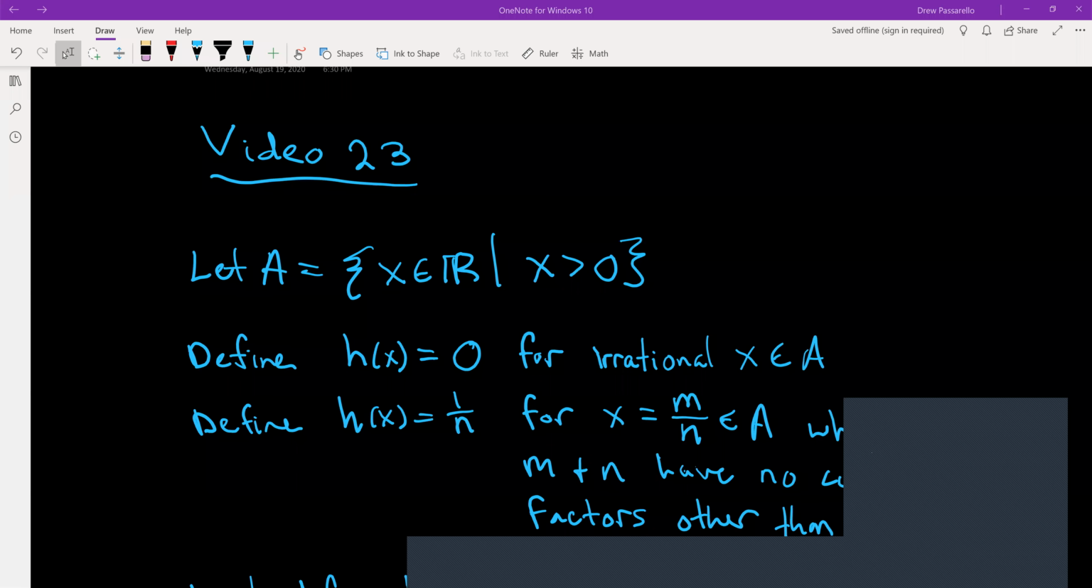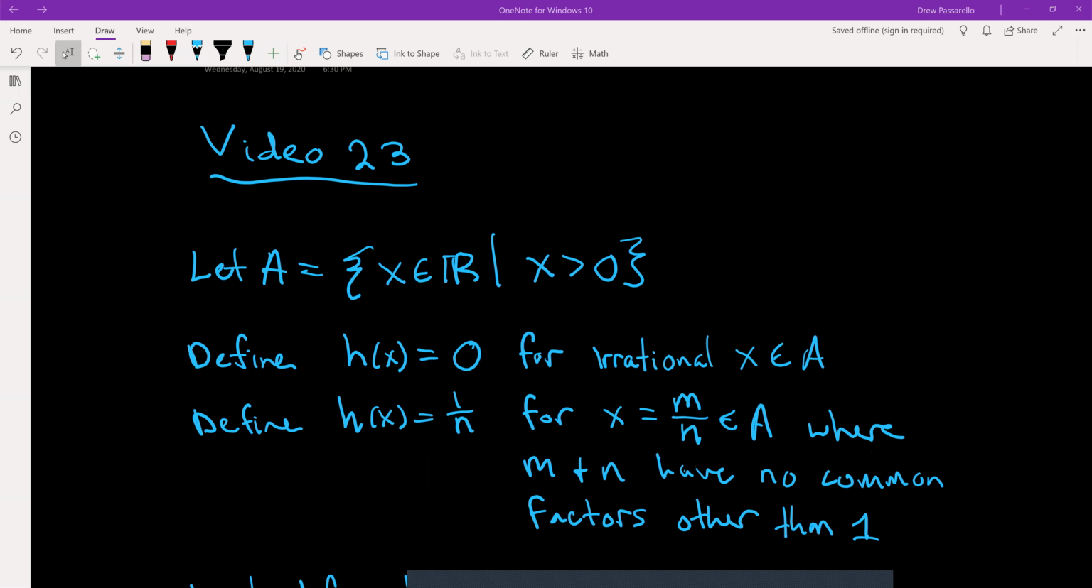All right, this is video 23 for the behavioral analysis series, and I'm going to be continuing where I left off as far as doing the two examples of showing discontinuity. The first example is using Dirichlet's discontinuity function, where it's discontinuous everywhere, and that was where it was defined to be 1 for rational numbers x and 0 for irrational numbers x, and we proved that it was discontinuous everywhere.